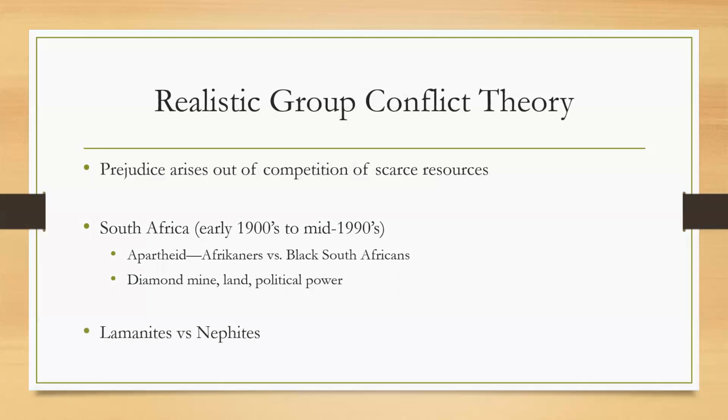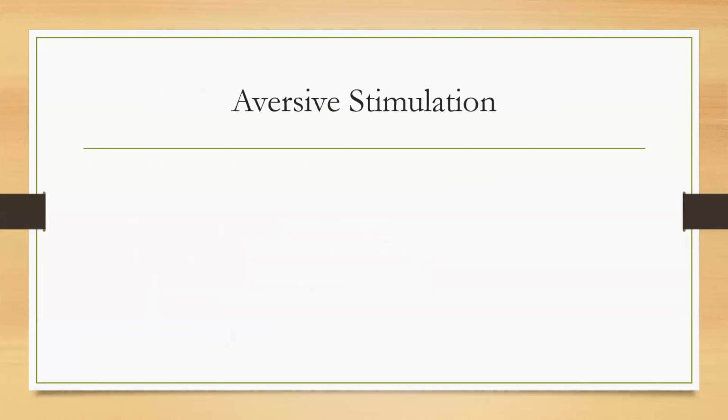Lamanites versus Nephites. I've used this one in previous examples, but think about them. Those two groups were definitely competing. If you look in the book of Ether, there were two groups competing. There are always at least two groups competing, and it seems like there are two groups competing in this country right now for political power. So it's like there are scarce resources, and within each group, the perception is that the other is bad, or we've got to outdo the other in competition.